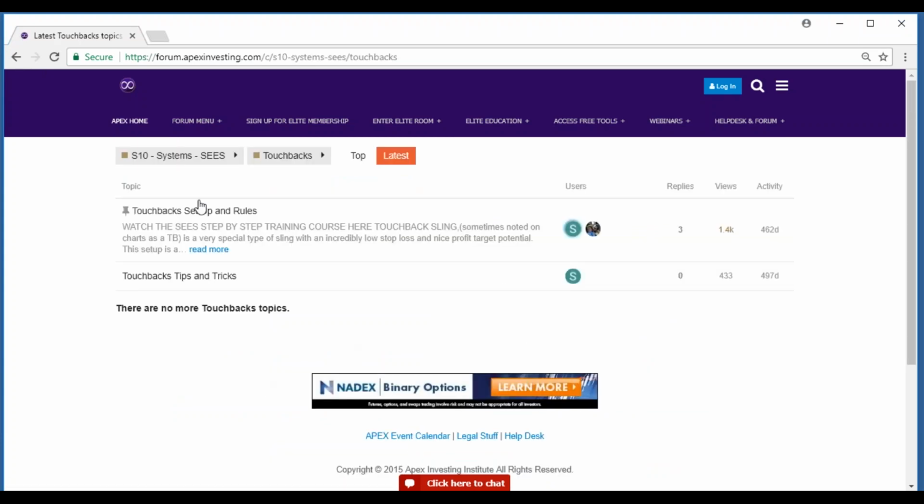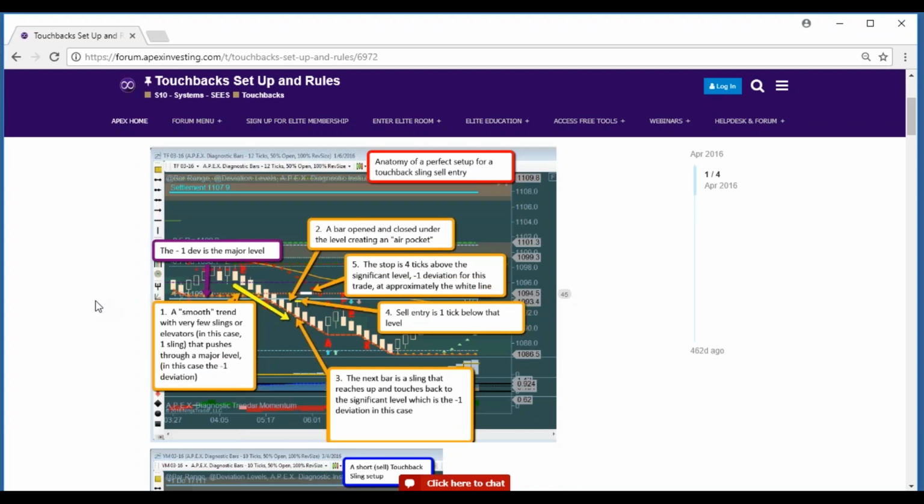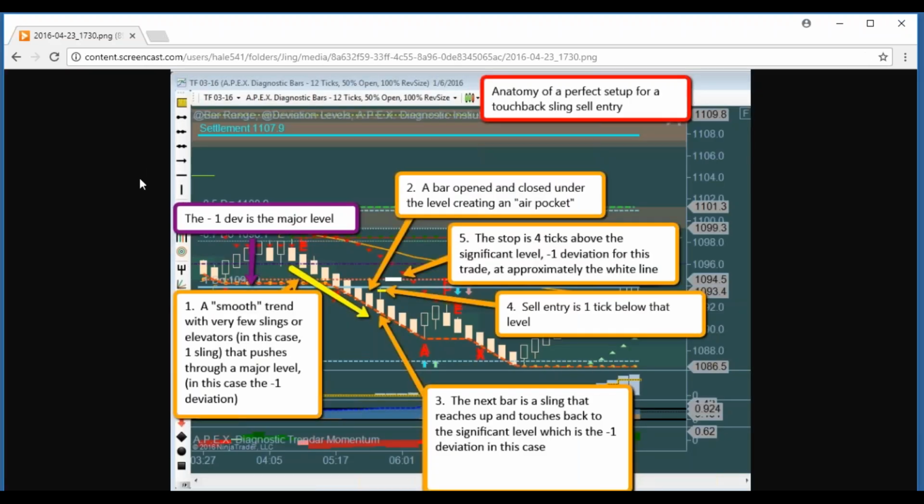Touchbacks. Touchbacks are fantabulous. You don't get them all over, you don't get them all day, and they're a little bit different type of trade. We talked about touchbacks a little bit, like the example I showed you on the third bar sling. Check this out. Which way is the market coming? Is there any question right here about the trend direction of the market? Is the market trending up or trending down? Down.